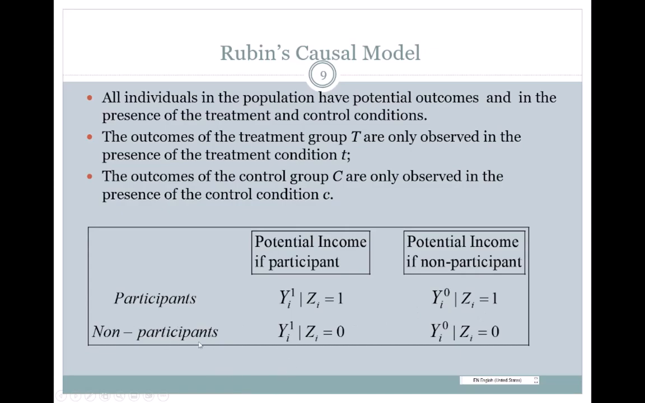Similarly, for non-participants, we have the potential outcome in the presence of treatment for those that are not treated, and this potential outcome is missing. And we have the potential outcome in the absence of treatment for those that are not treated. This potential outcome is observed. So it's essentially a missing data problem where the diagonal here is observed, the off diagonal is not observed.